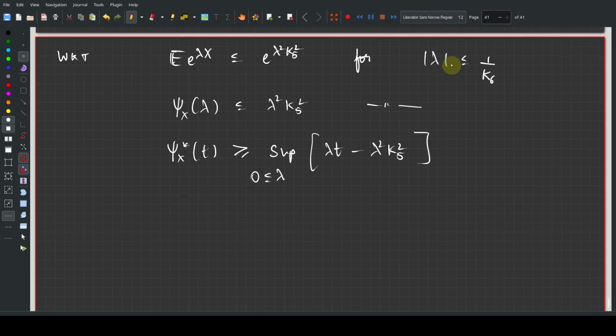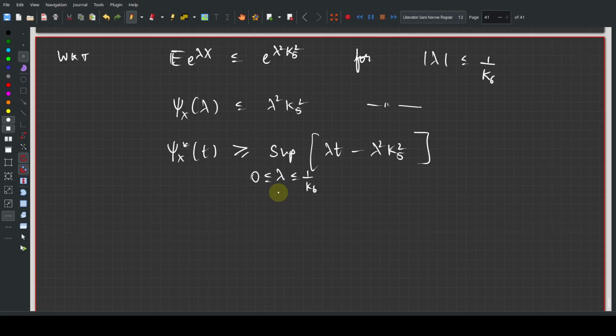Right. So all I know is that psi x of lambda is less than or equal to this only for absolute value of lambda less than or equal to 1 over k6. Right? So it has to be less than or equal to 1 over k6. So it's a constrained optimization problem. Okay, so what will this be equal to?